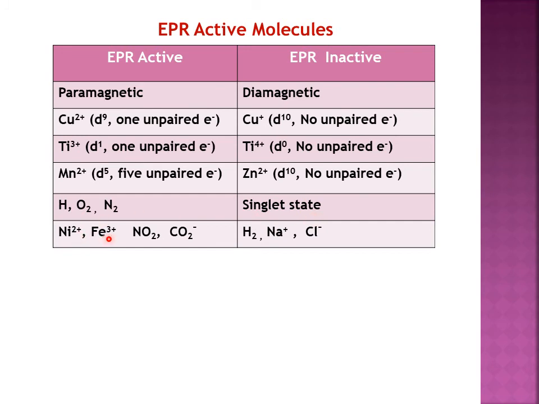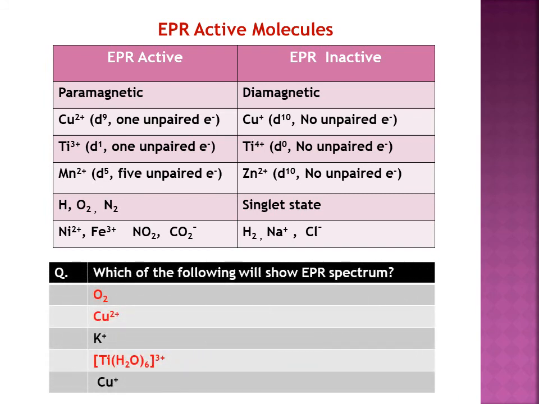Nickel 2 plus and Fe3 plus are both active. NO2 and CO2 minus are isoelectronic with each other and both are ESR active, whereas in S2 it is 1s2, no unpaired electron, it is ESR inactive. Sodium plus: atomic number of sodium is 11, but for sodium plus, removal of one electron makes it 10, 1s2 2s2 2p6, so no unpaired electron, therefore Na plus is ESR inactive. Similarly, atomic number of chlorine is 17, but for Cl minus, addition of one electron makes it 18, so Cl minus is also EPR inactive.